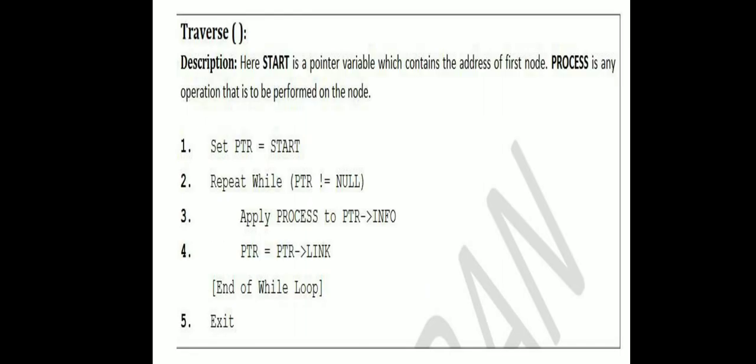Algorithms are defined for these. If you want to perform the traverse operation, then you have to start from the first node of the linked list and go up to the null node. You have to traverse all the nodes of the linked list and print the actual information part or data part of that particular node.